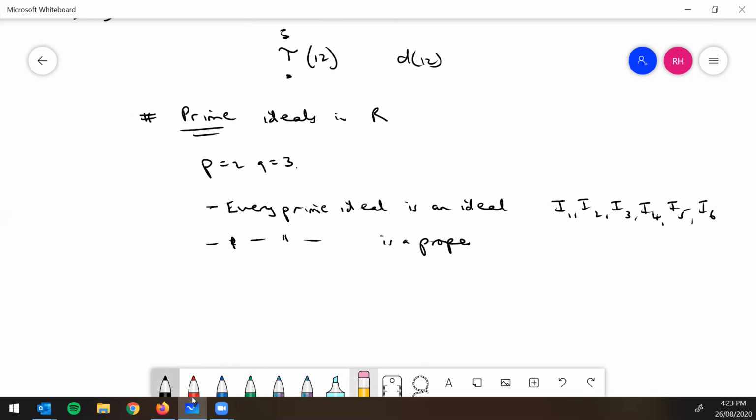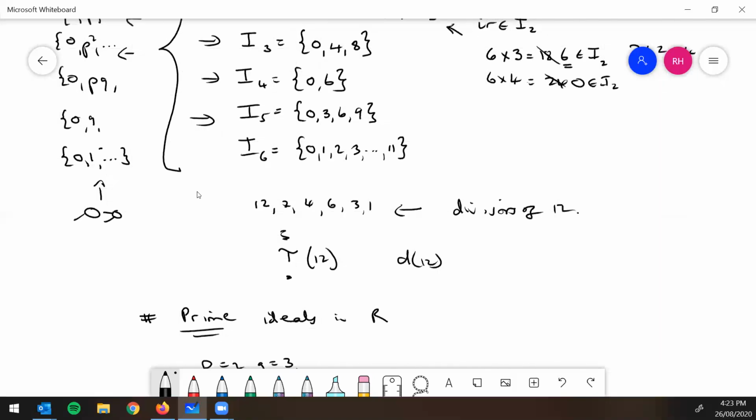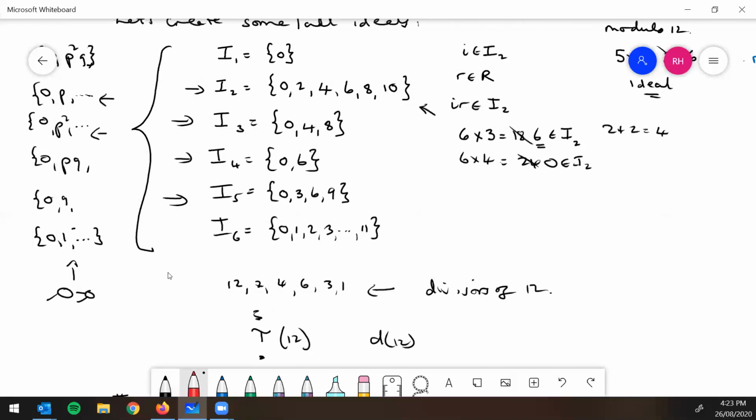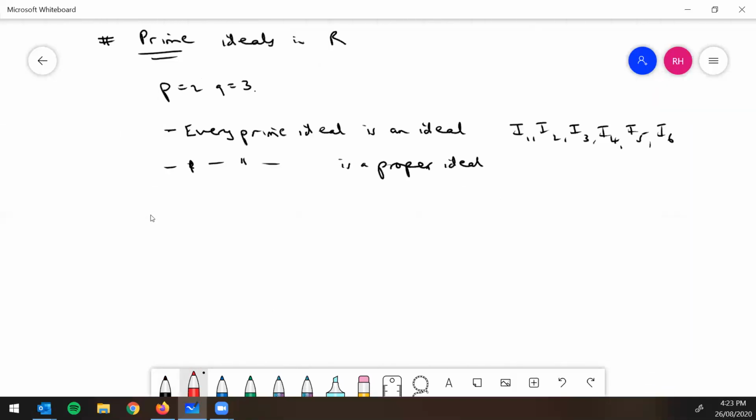This is just from the definition that I'm working on now. If you look up the definition of prime ideal, you'll see it has to be a proper ideal. So what's a proper ideal? Well, a proper ideal can't be the 0 ring ideal, and it can't be the ring itself. So if we go back here, you can see we've included this one and this one. So we better get rid of them because they're not prime ideals. We know that straight away. So I1 and I6 can go. So we're left with I2, I3, I4, I5.